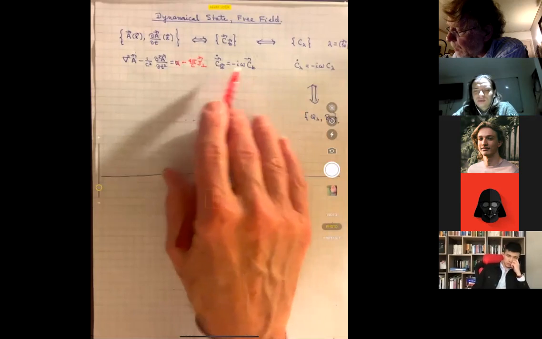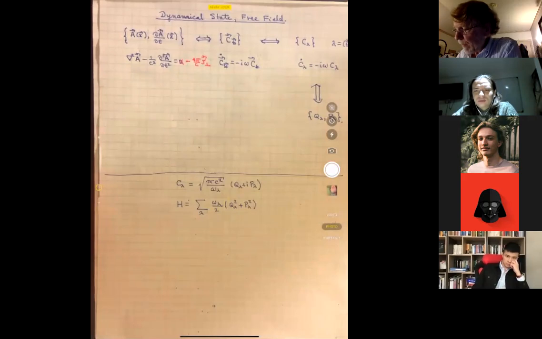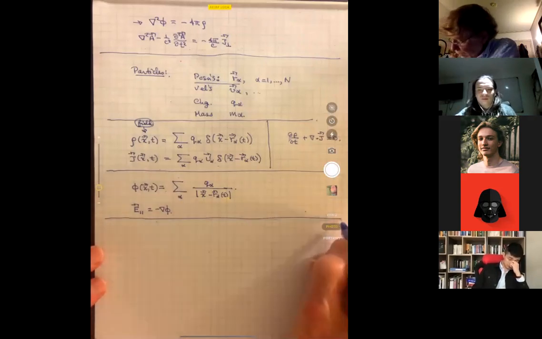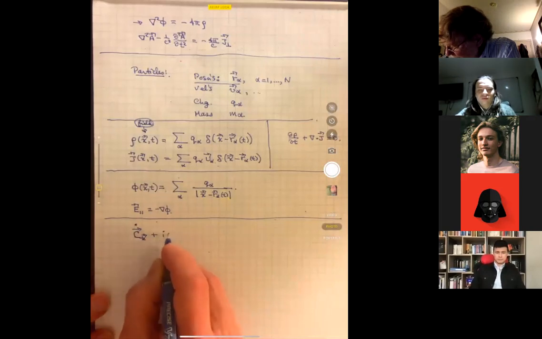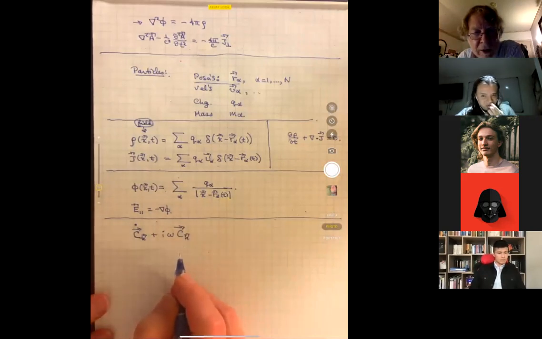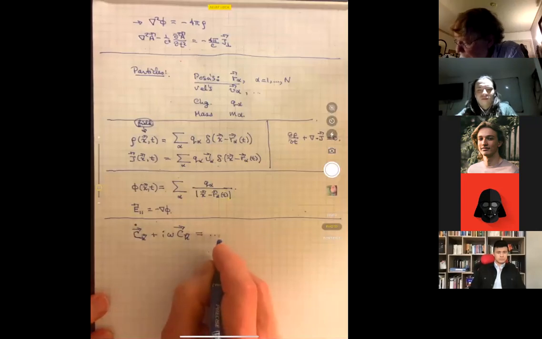Let's do the C variables next. Let's work out what their equations are. Maybe I have time to do that before we run out of time tonight. So the problem then is to compute C sub k dot plus I omega C sub k. This is equal to 0 for the free field. Let's work out what it is for the interacting field. Let's work out the right-hand side here.